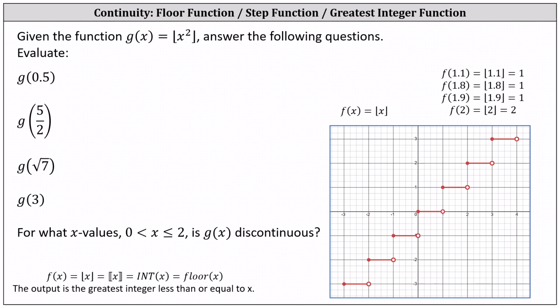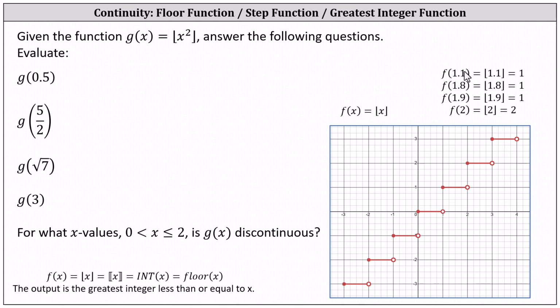Given the function g of x equals the greatest integer of x squared, answer the following questions. Before we do this, let's review the basic greatest integer function, also referred to as the floor function or step function, given by f of x equals the greatest integer of x. This function returns the greatest integer less than or equal to the input x.